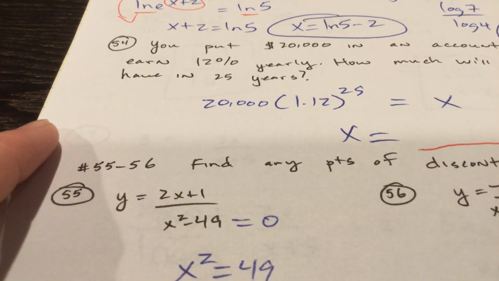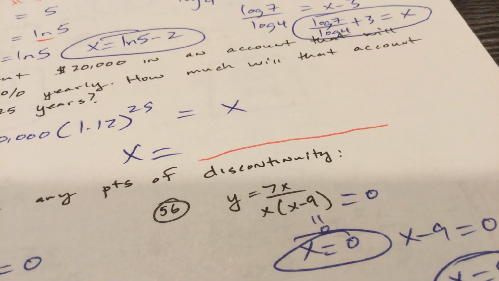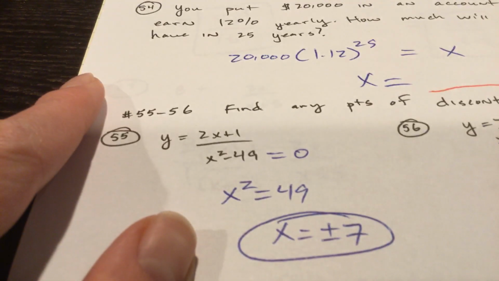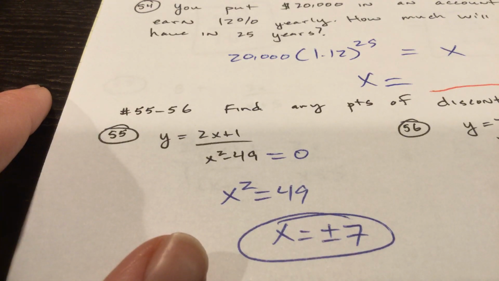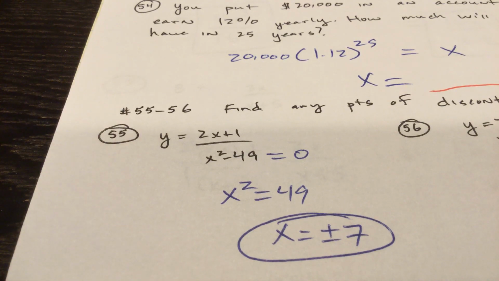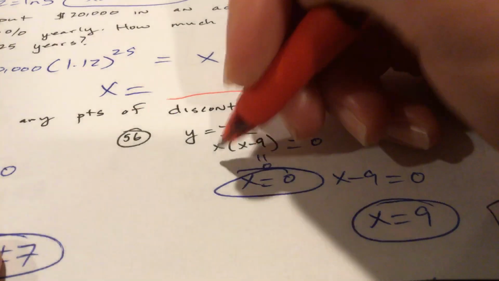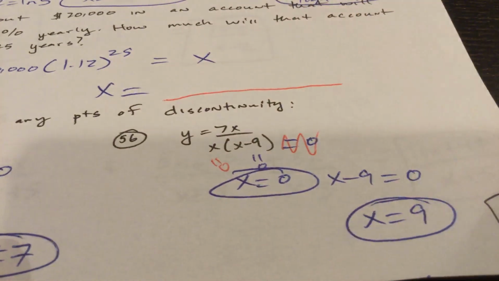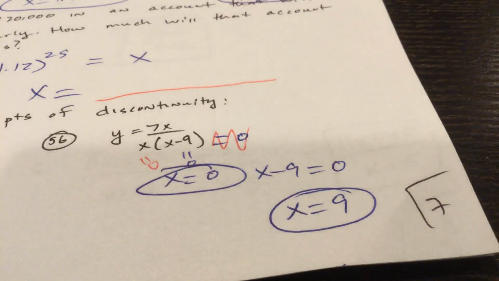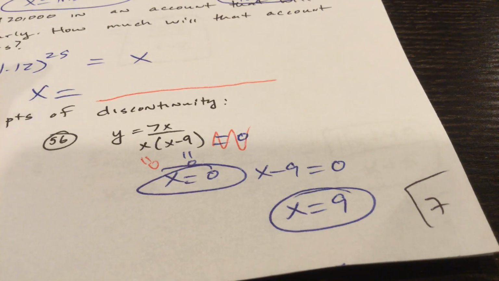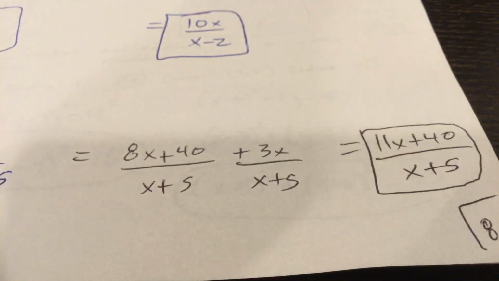55 and 56. Find any points of discontinuity. Write all that out. I didn't tell you to label it as a hole or a vertical asymptote. All you got to do is set the denominator equal to 0. Tell me what x is not allowed to be. Plus or minus 7 in 55. 56, set x equal to 0. Set x minus 9 equal to 0. x equals 0 and x equals 9. Make that denominator 0, make the whole function undefined.